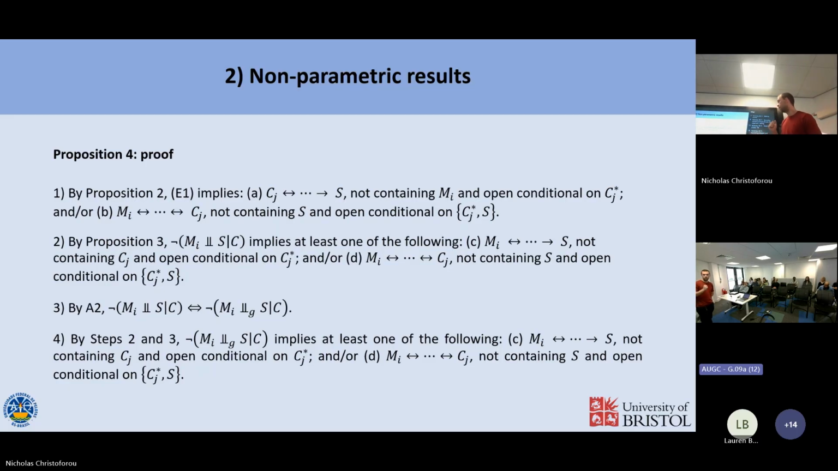And what we need to notice now is that this implication here, the implication that I'm labeling D, is exactly the same as the implication I'm labeling B. Okay?